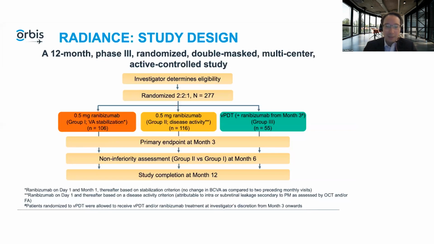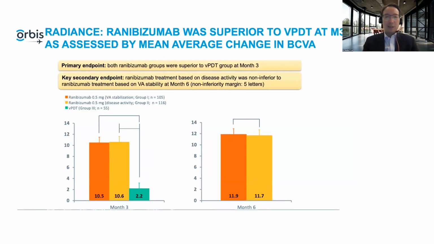These patients had injections at day one and also month 2, guided by disease activity, so just one initial injection, and then looking at PRN treatment compared with PDT treatment. You can see that patients with ranibizumab, even at 3 months, gained 10 letters for both ranibizumab groups compared with only about 2 letters gain in the PDT group. And the two, whether guided by visual stabilization or disease activity, actually had a similar outcome at month 6.